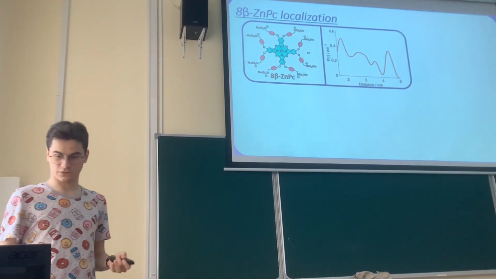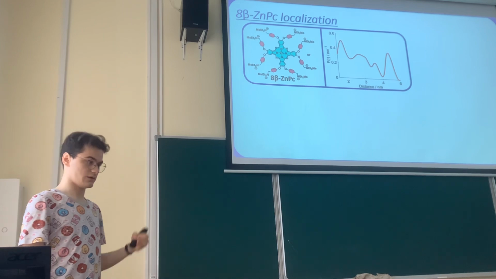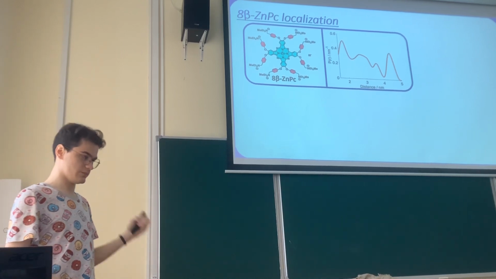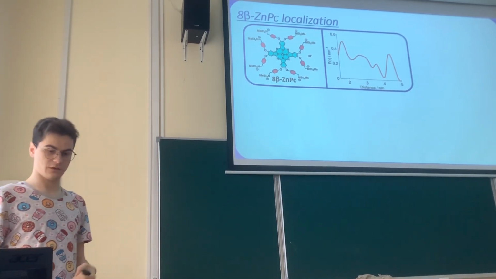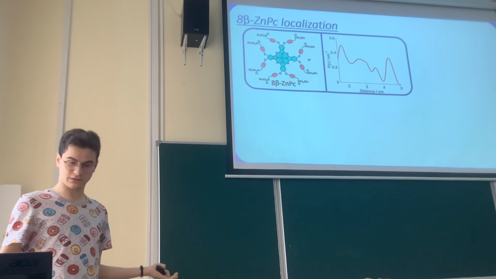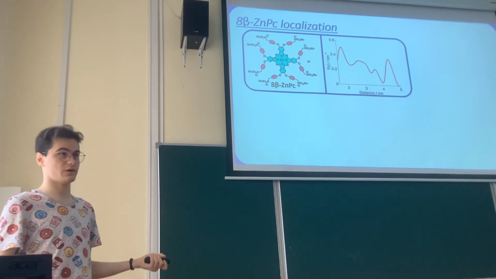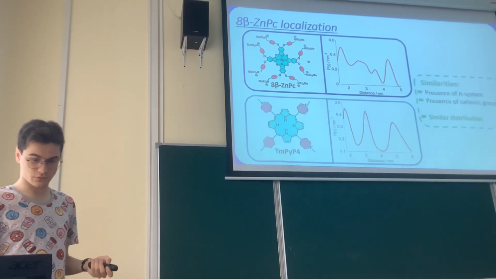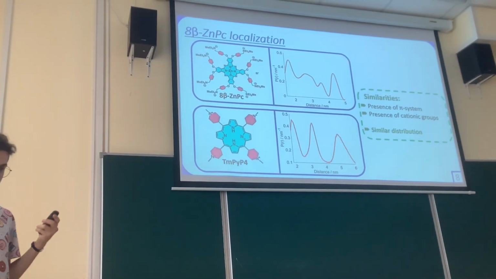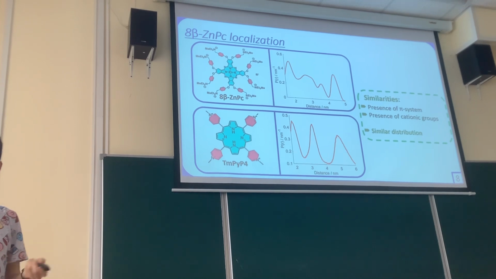Then the distribution function was derived, and to further describe the binding sites, we have to implement molecular docking simulations. However, 8 beta is a rather complicated system with an abundance of moving parts, and that is why we propose to use another model system, cationic porphyrin TMPyP4. They have similar structure and similar distribution. That is what allows us to use this approximation.